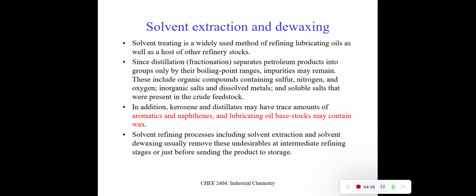The next is solvent extraction. Basically solvent extraction can be processed by two methods: by washing the liquid in such a way that we remove all the impurities by the solvent washing. And another method is dissolving the solvent in the crude oil feedstock, and impurities get precipitated in that distillation column.